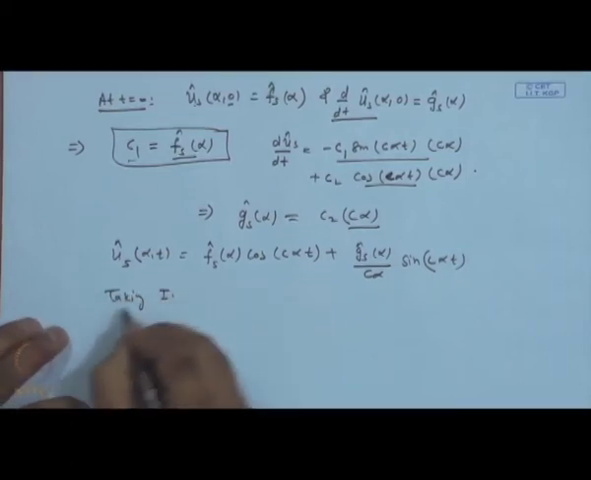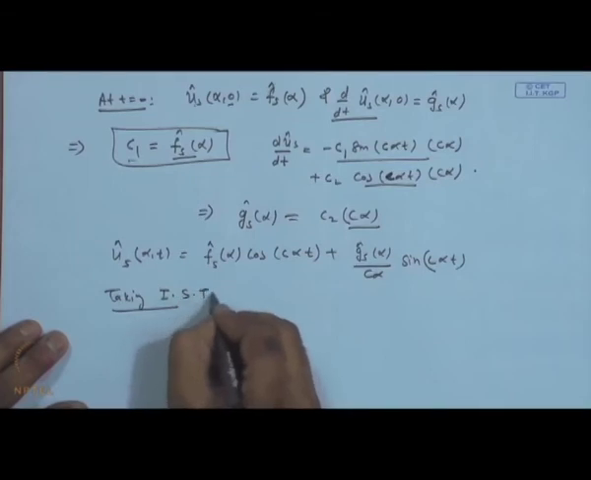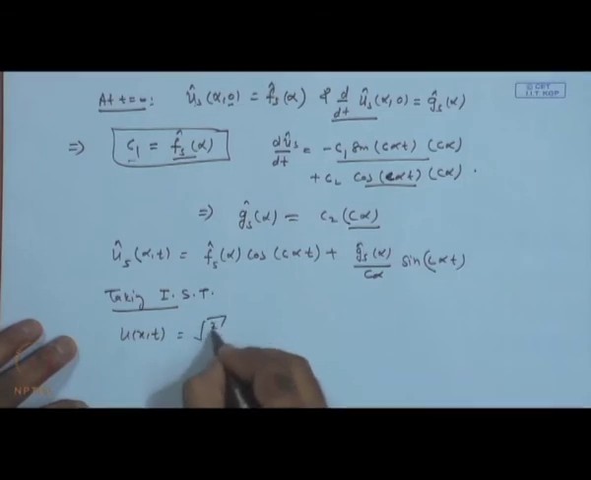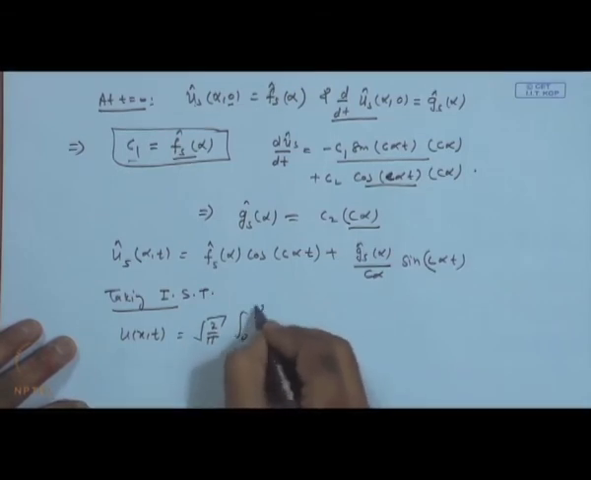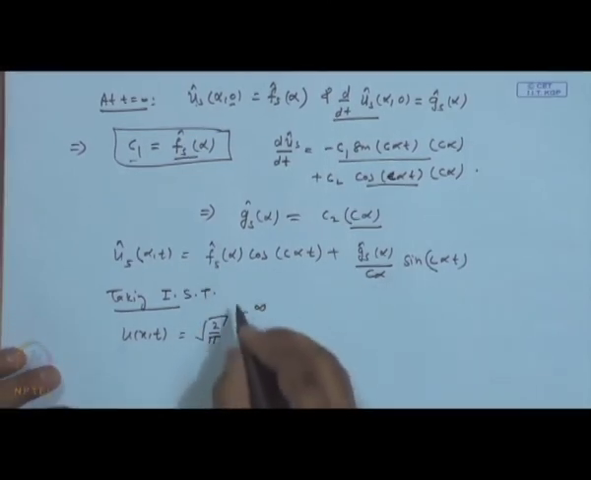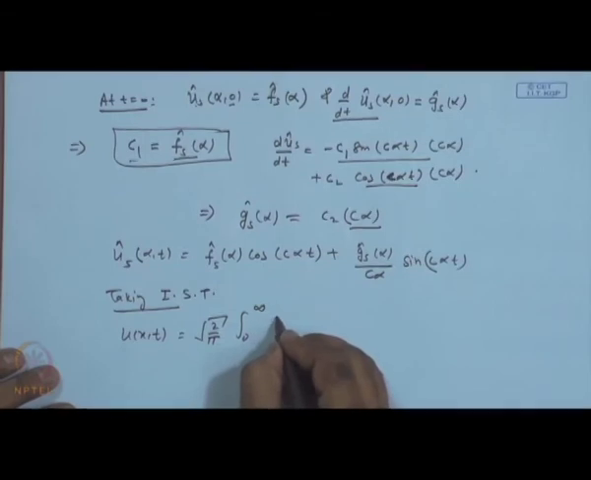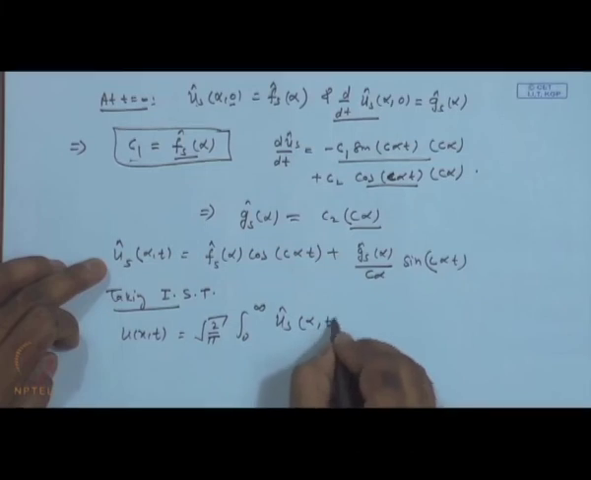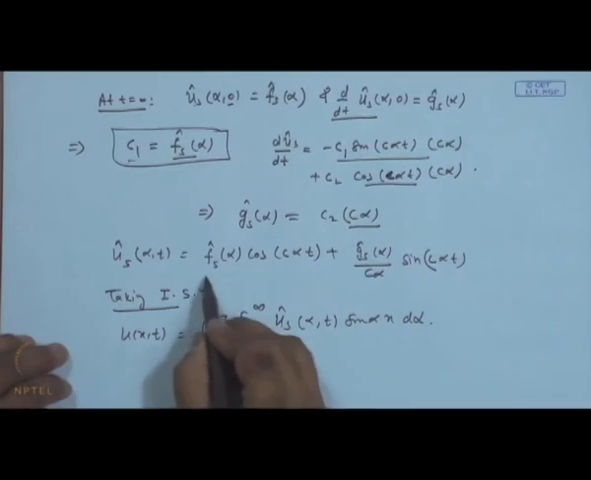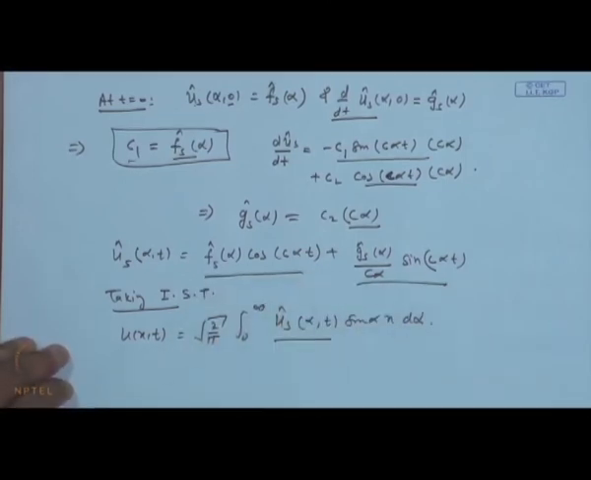Taking inverse sine transform, we get u(x,t) will be square root 2 over pi, integral from 0 to infinity of this function here, û_s(α,t) sin αx dα. So, this is our û_s(α,t) multiplied by sin αx. So, we write this now.